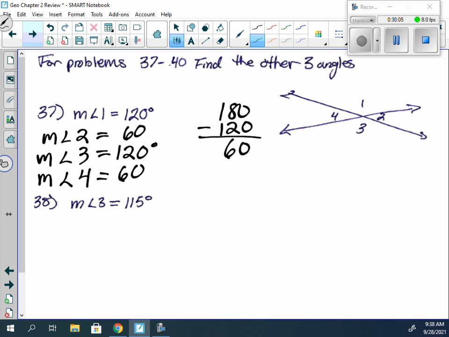So on problems like this here, how many different angle measures will we have? 2. Because 2 are going to be the same, the other 2 are going to be the same. And really they're going to add together to be 180. And that's it. Questions on this here?